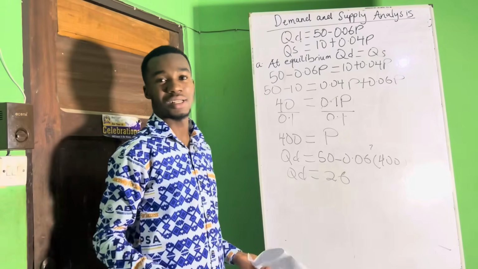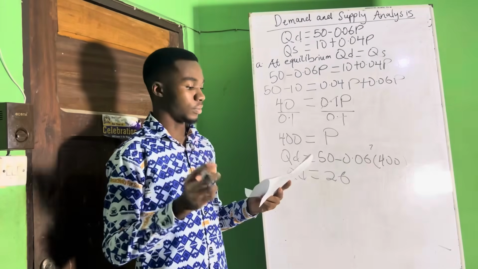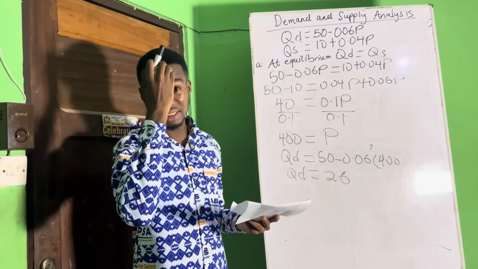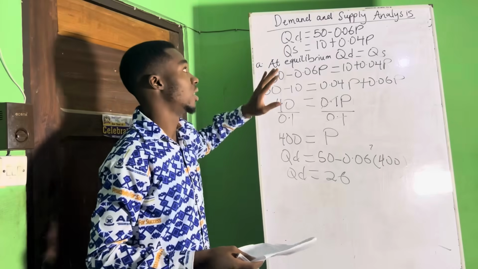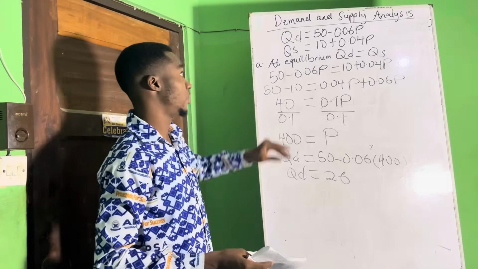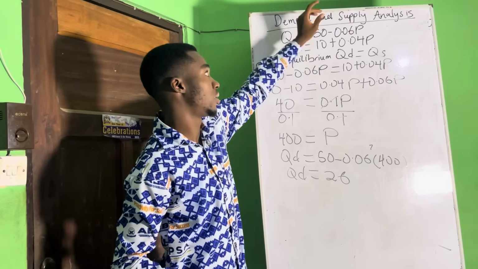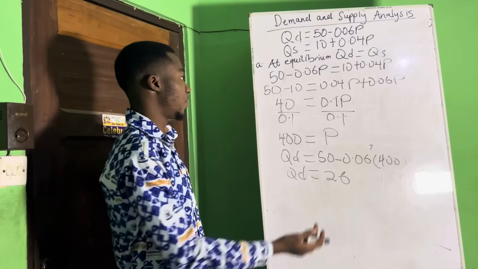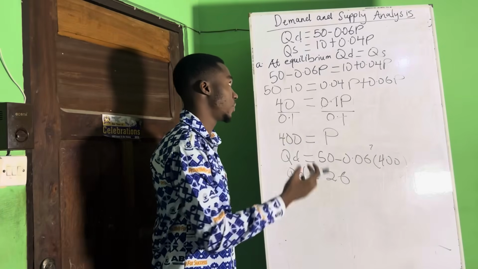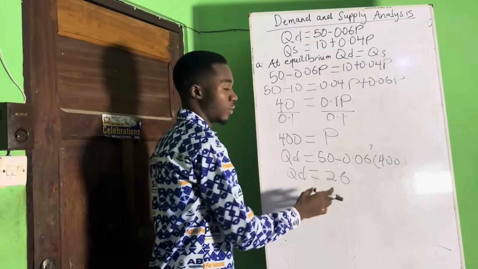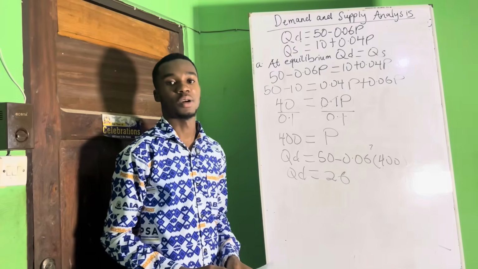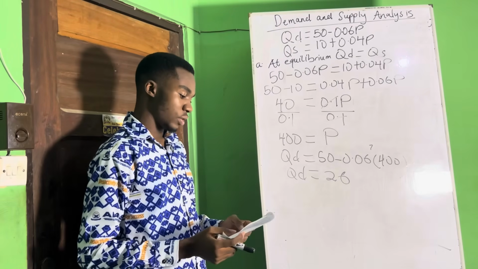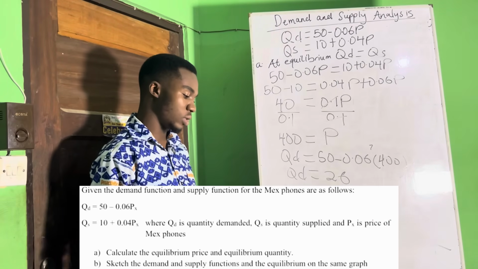So when they give you a question and they ask you to find the equilibrium price and the quantity, first just equate the quantity demanded to the quantity supplied. They've given you the function for them. Just equate it to each other. Then you find the price. When you find the price, then you substitute it into any of them again. Then you find the quantity. Then get the equilibrium quantity. You get it. All right. So you are done with the A. Now let's go to the B.